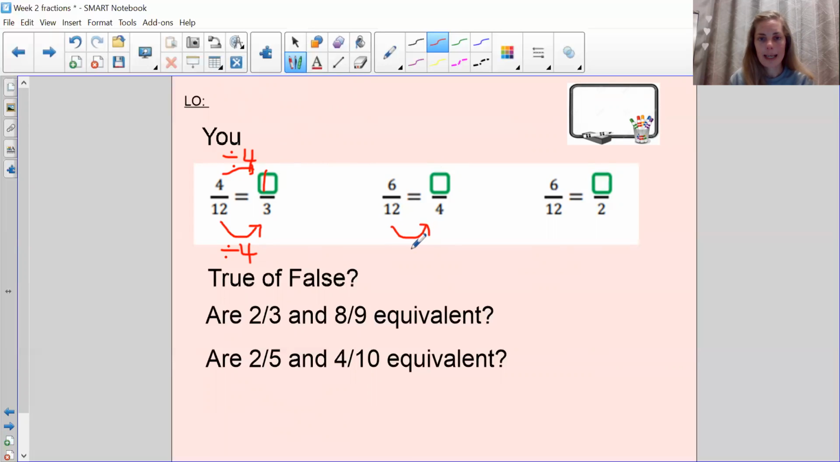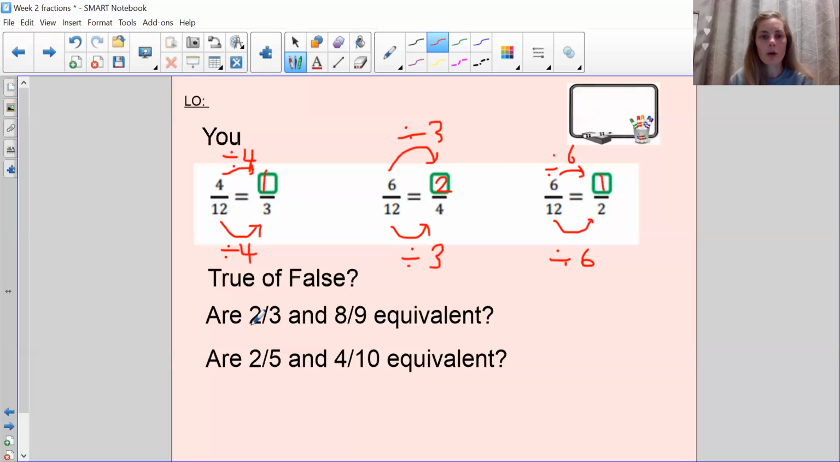12 to 4, again, is going to be dividing it by 3. So I'm going to say 6 divide by 3, and that is going to give me an answer of 2. And 12 divide by 6 is going to give me 2. So 6 divide by 6 is going to give me 1.